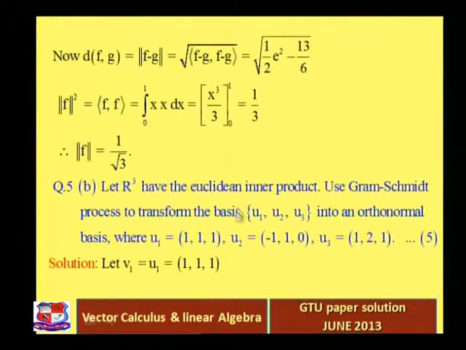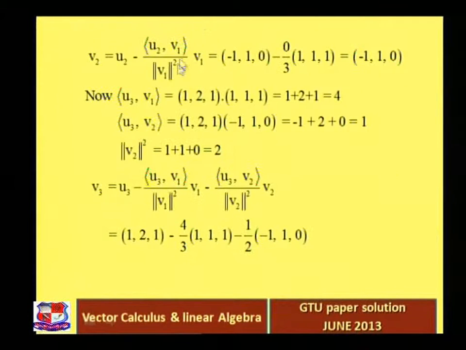This is our u2 and this is v1. So just a dot product: minus 1 into 1, minus 1, plus 1 into 1, plus 1, and this is 0. So minus 1 plus 1 is 0. Basically this inner product u2 v1 we get 0. So that's why v2 is equal to nothing but just u2, because this part becomes 0.